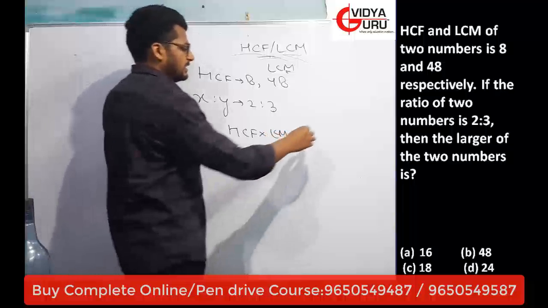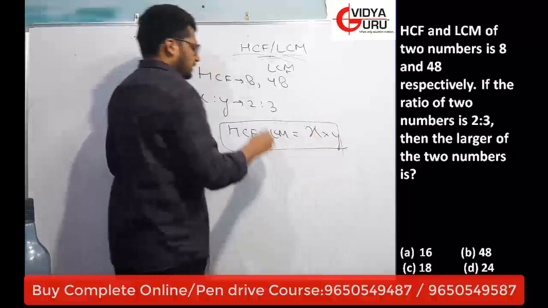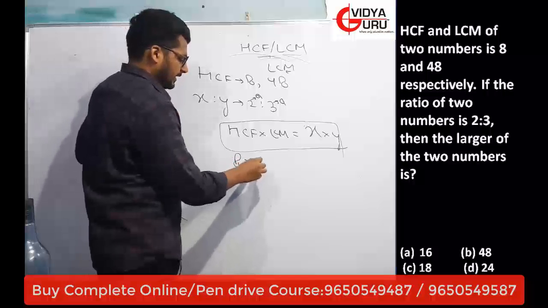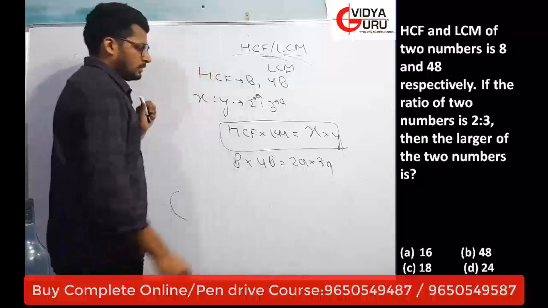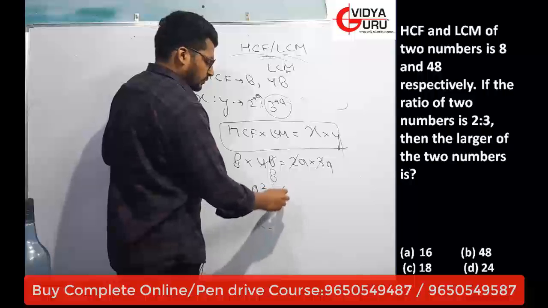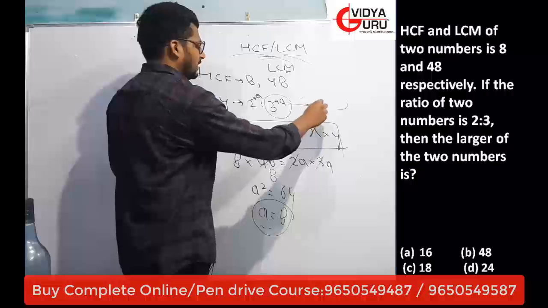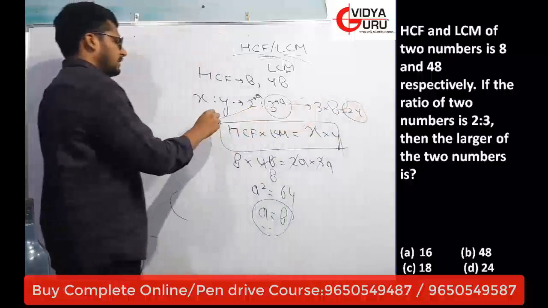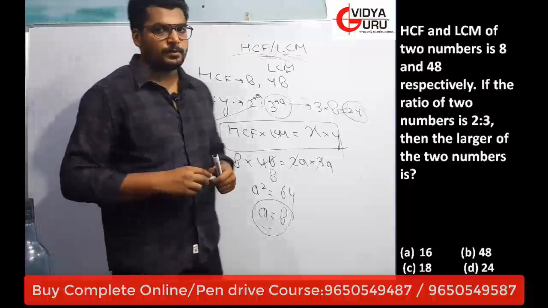There is one property that HCF into LCM is always equal to the product of the two numbers. This is the ratio, so I will assume A with them. So HCF into LCM, 8 into 48 will be equal to 2A into 3A. 6 8s are 48. So A square will be equal to 64 and A will be equal to 8. So the larger number is asked. The larger number will be 3 into 8, 24. If the smaller number was asked, it would be 2 into 8, 16. The question is asking the larger number, it will be 24.